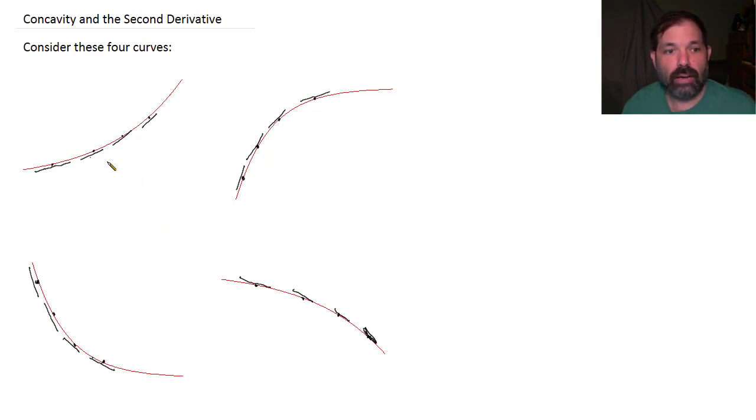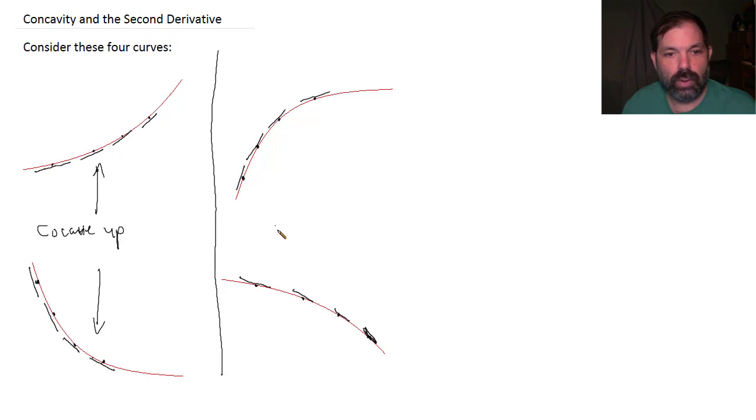These curves on the left are both what we say are concave up. The curves that are to the right are both concave down. And so when we talk about concavity, the concept has to do with how we would draw the tangent lines to the curve, how those tangent lines relate to the curve, and whether those slopes are themselves increasing or decreasing.